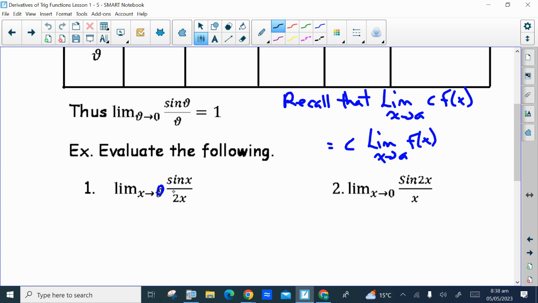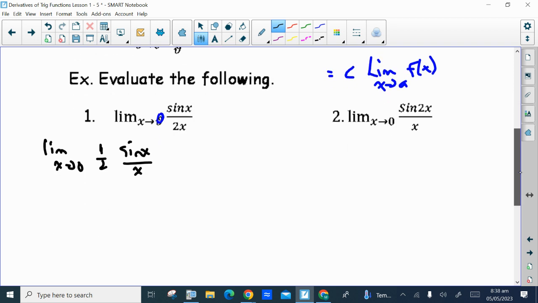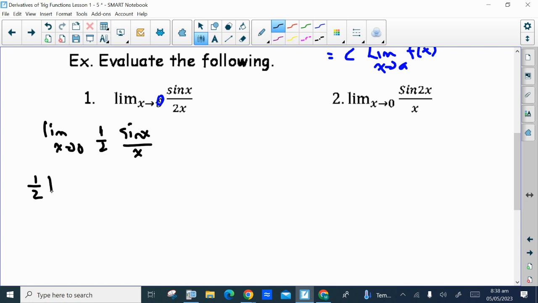This 2 is like a coefficient of 1/2. This is the same thing as the limit as x approaches 0 of 1/2 times sine x over x. You see, if you multiply those together, top times top, bottom times bottom, you get sine x over 2x. So now that 1/2 is a constant, it can come in front of the limit. So it'll be 1/2 times the limit as x approaches 0 of sine x over x, which we know is 1. So now we get 1/2 times 1, which is 1/2. So there's the value of that limit.